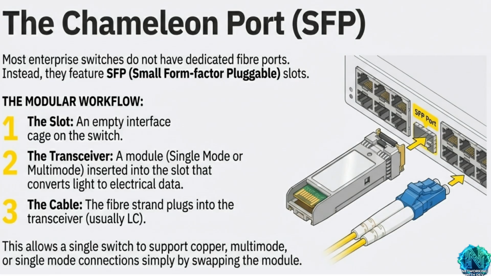It starts with the slot, an empty interface cage on your switch. To make it work, you insert the transceiver. This is a specialized module that converts light from the fiber into electrical data the switch can understand. Because these are swappable, you can choose a single-mode or multi-mode module depending on the run you need to make. Finally, the cable, usually with that LC connector we just discussed, plugs directly into the transceiver.